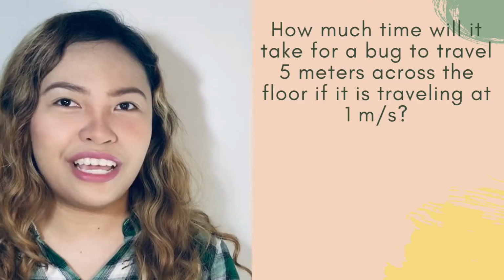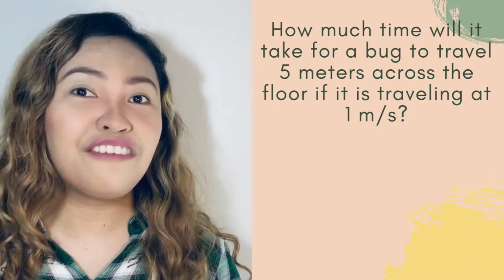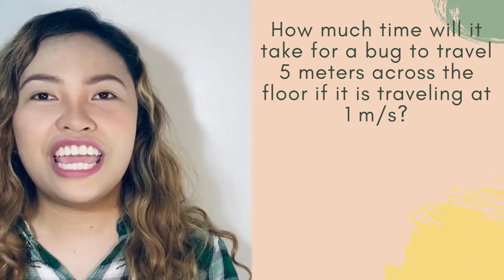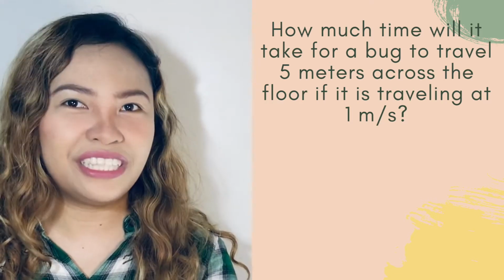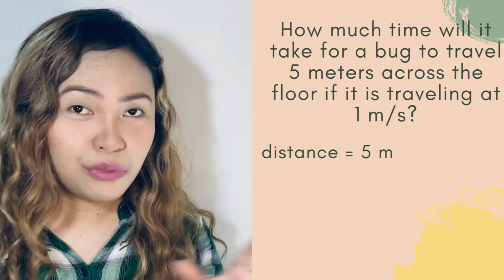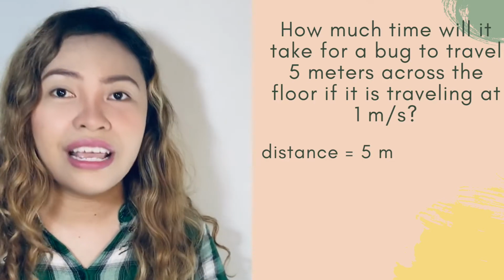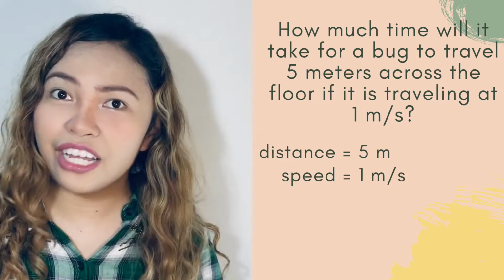You can also solve for the time taken to travel. Here's an example. How much time will it take for a bug to travel 5 meters across the floor if it is traveling at 1 meter per second? So let us identify the given quantities. You have there 5 meters, which is definitely the distance, and we have 1 meter per second, which is actually the speed.